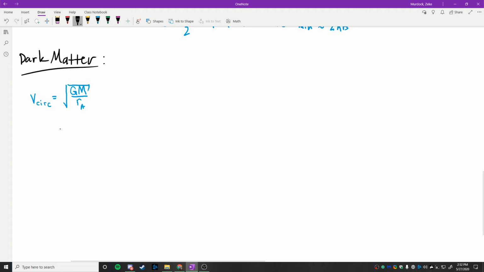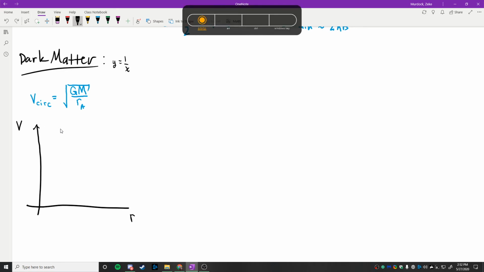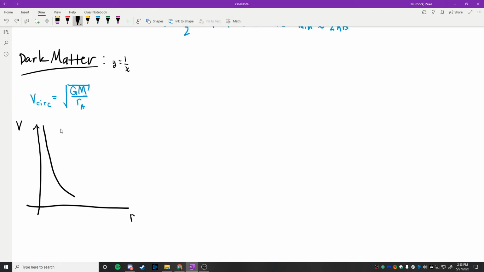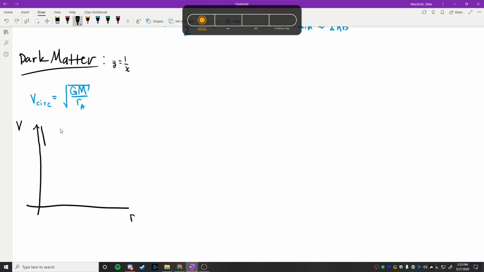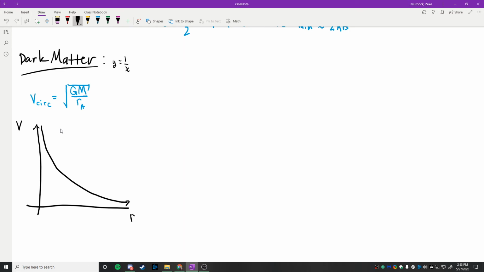So what that would mean is I could basically take this function and plot it. On one side I can plot the velocity of the orbit, and on the other the radius of the orbit. And you guys know exactly what this curve is going to look like. G is a constant, M is a constant, so V is proportional to 1 over R, which is basically like a curve Y equals 1 over X. You guys know that's this asymptotic curve. It kind of comes down like this, and then it asymptotically approaches 0.